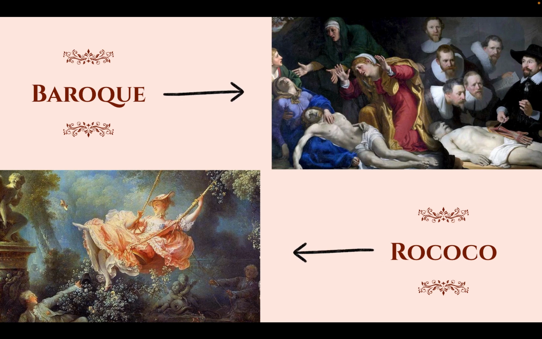Rococo art was centered on two connecting themes, love and luxury, which presented flirtatious elegance that reflected the wealthy lifestyle of the era.